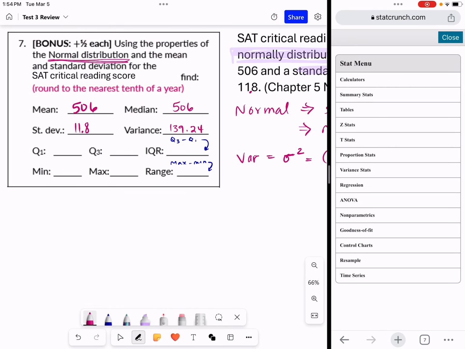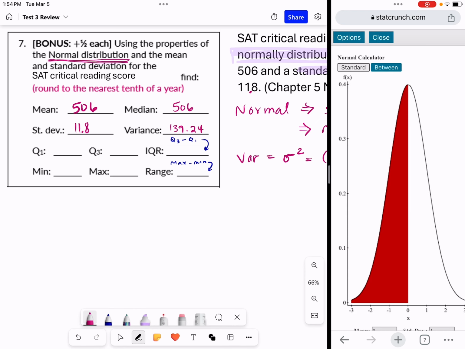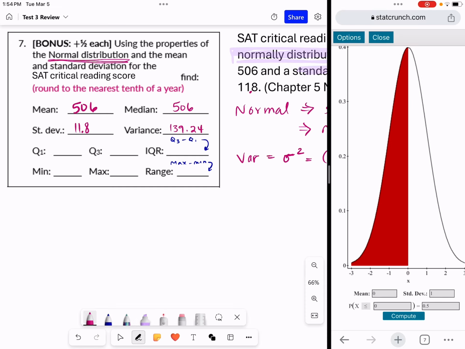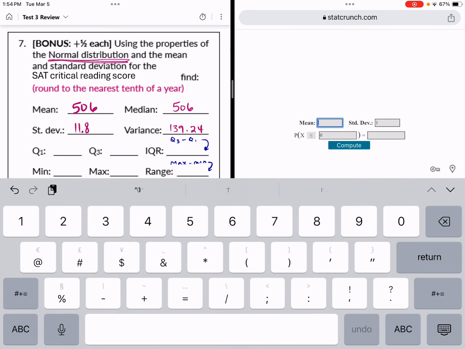So I want to go to Stat, Calculators, and I want to use this normal calculator. And this is kind of squished a bit, but we can probably do that since we just need to see this box. All right, so we're going to put in the mean. That's going to be 506. And then the standard deviation is 11.8.